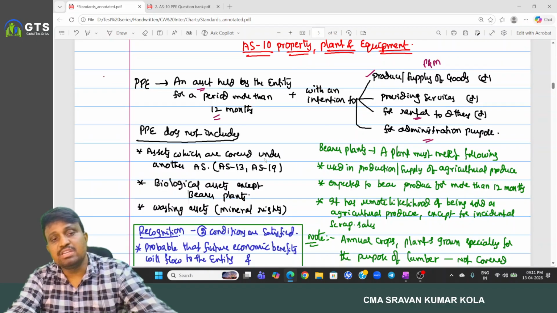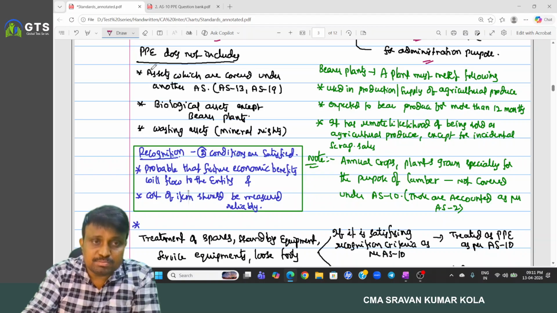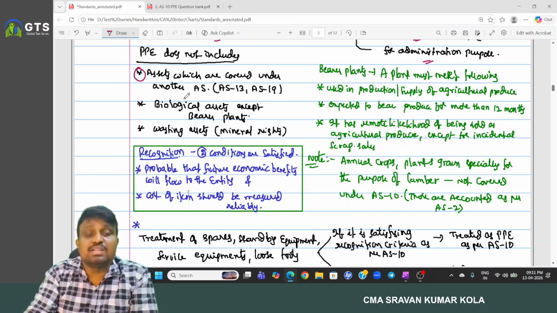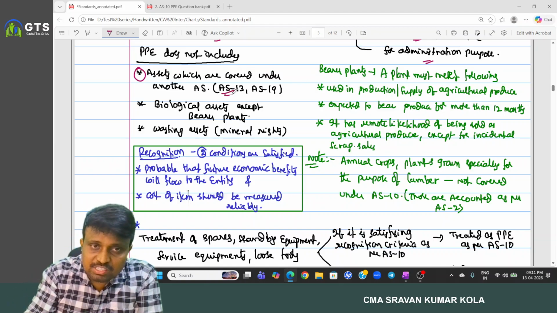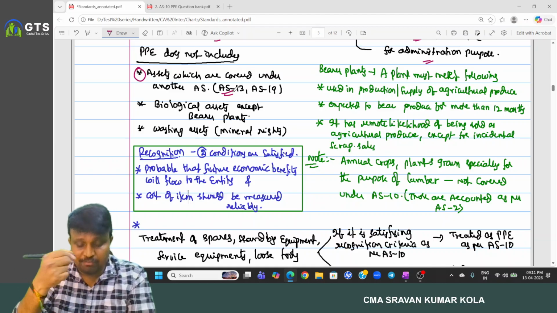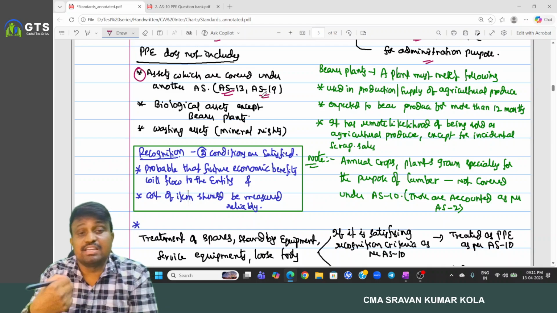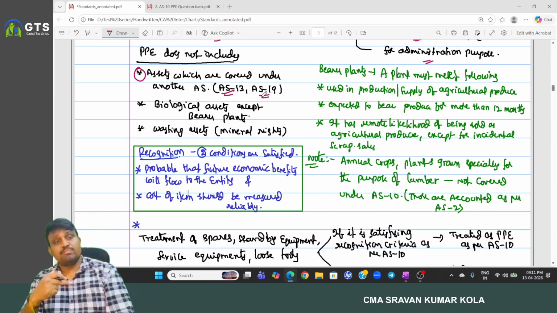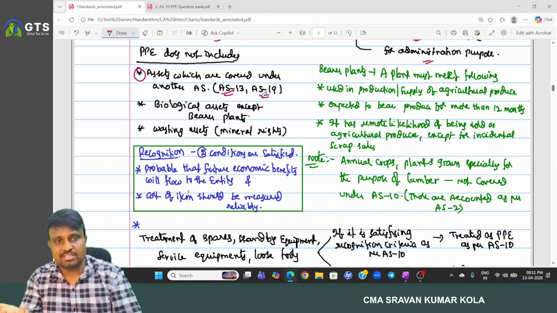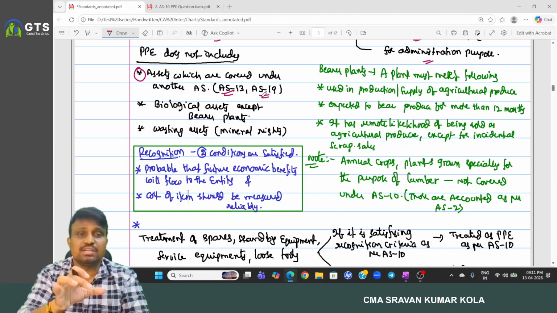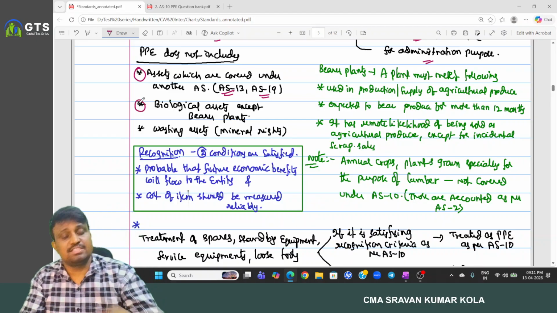Coming to the scope, PPE does not include certain items, like assets which are covered under another accounting standard. For example, investment property is covered under AS-30, and any asset acquired under a finance lease is covered under AS-19. The accounting treatment of those assets which are provided by other standards is not covered under AS-10. Another one is biological assets.